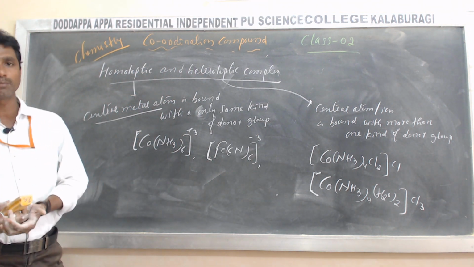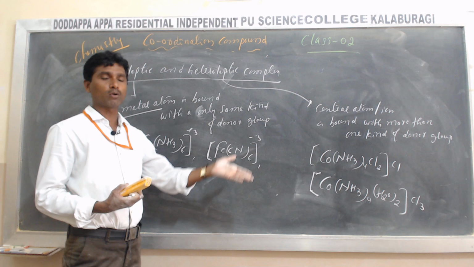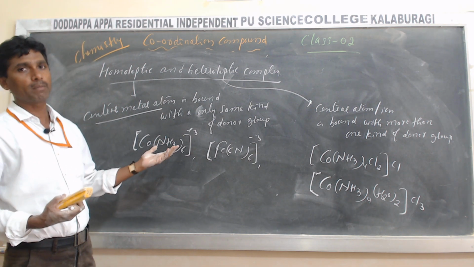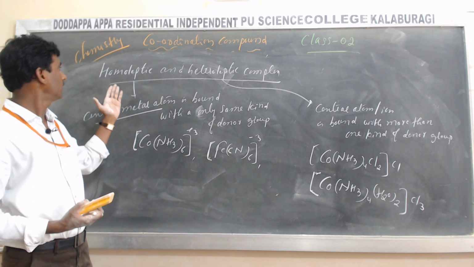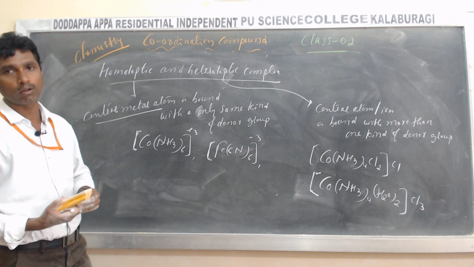So this is the second class we are discussing today. What is the coordination polyhedron? What is meant by coordination number? Types of complex and complex ion. Next is the homoleptic and heteroleptic complex.